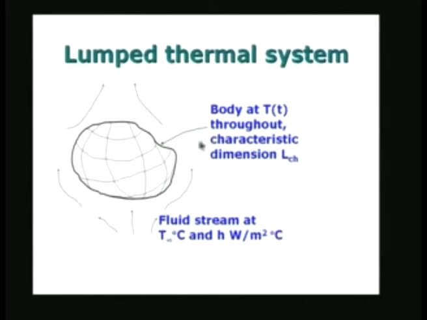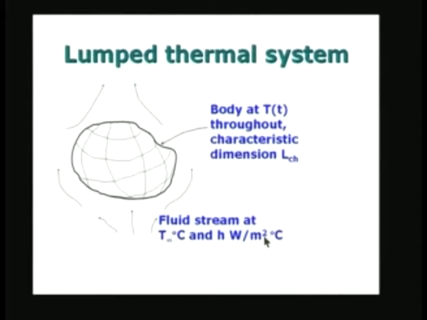We will also characterize the sensor by a characteristic dimension. We call it L subscript CH, which is the characteristic dimension as far as the geometric variables describing the body is concerned. The characteristic dimension is what is going to come in the description of the thermal behavior of the system. We also visualize a fluid stream which is at a temperature equal to T infinity, which may of course be varying with respect to time, and it subjects the sensor at its surface to a heat transfer coefficient H watts per square meter degree Celsius.